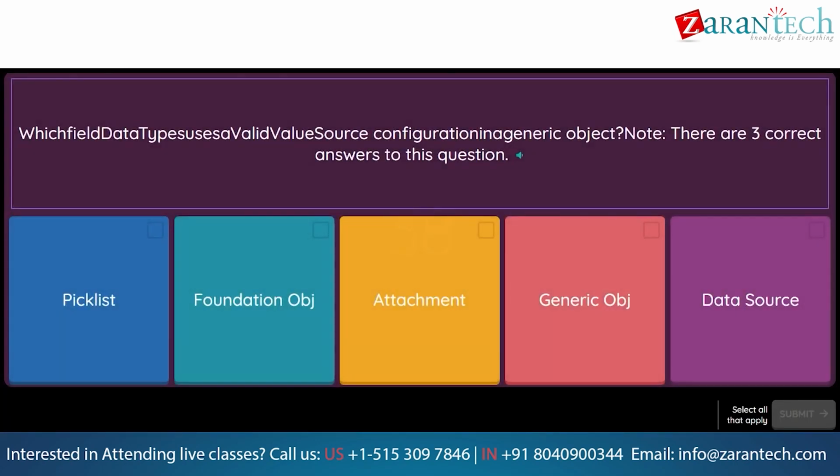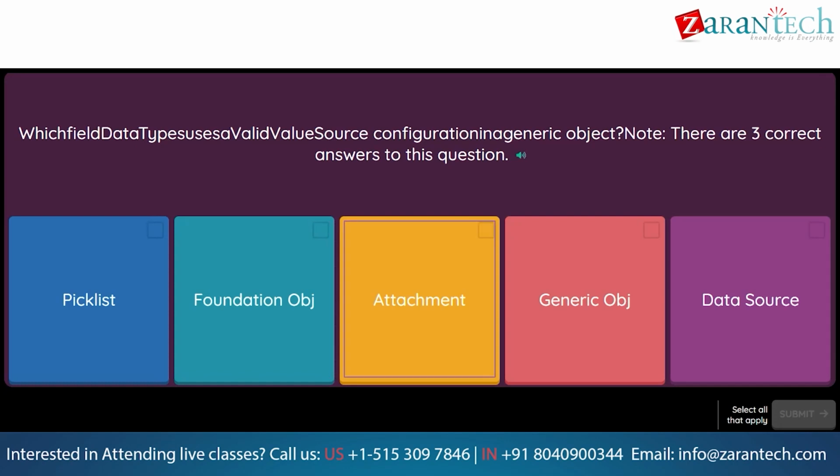Question: which field data type possesses a valid value source configuration in a generic object? Note, there are 3 correct answers to this question. Option 1, pick list. Option 2, foundation object. Option 3, attachment. Option 4, generic object. Option 5, data source.